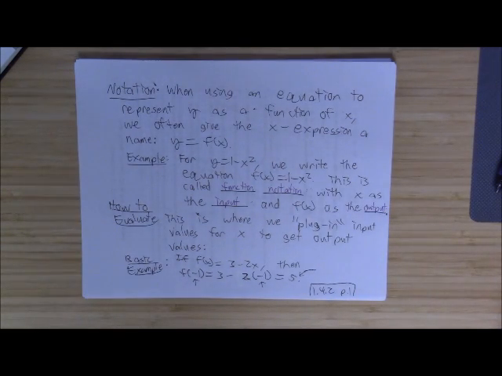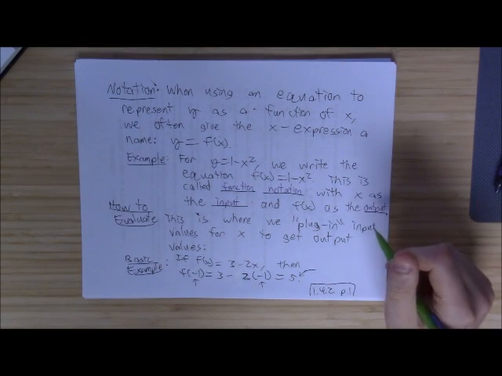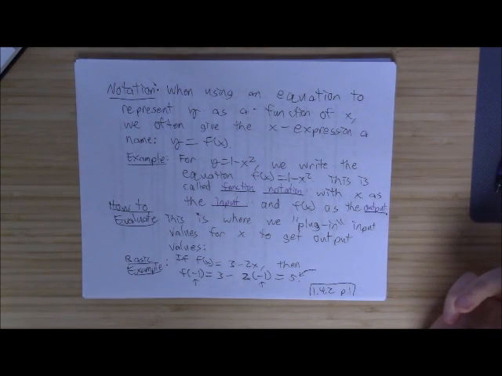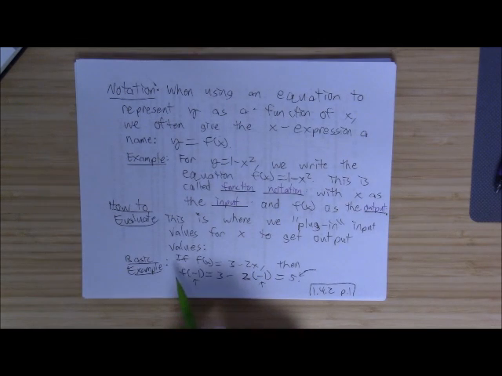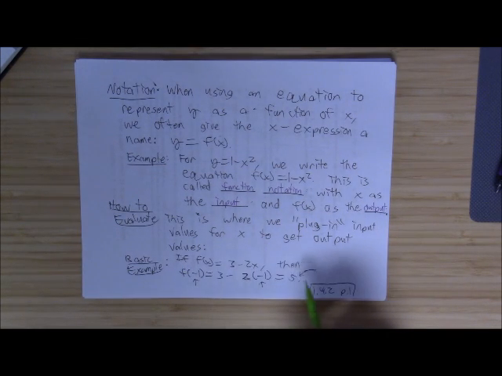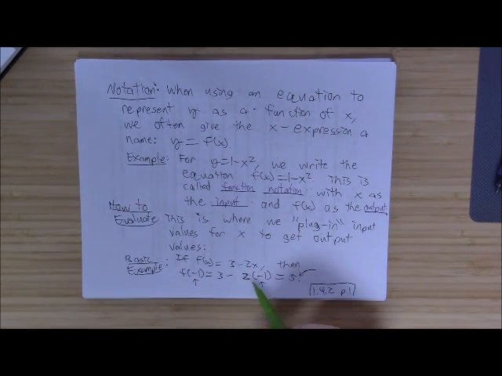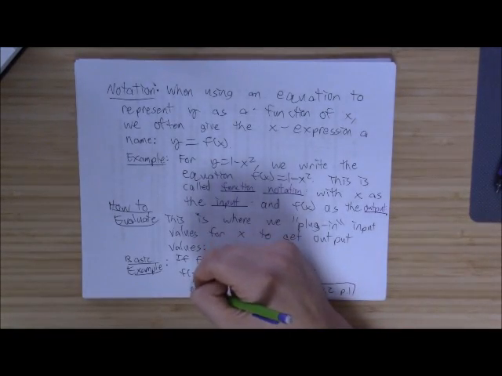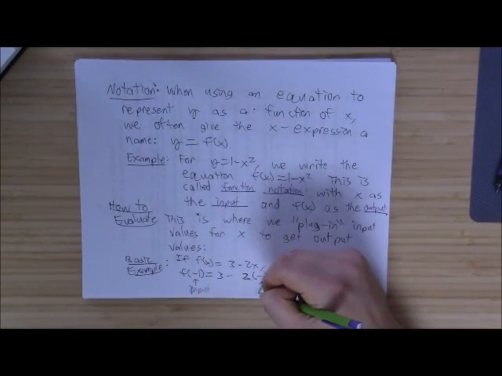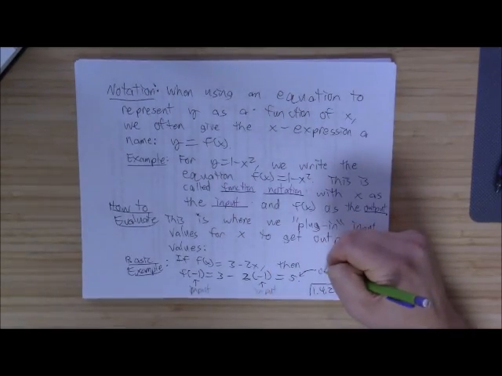Now, how do we evaluate? We evaluate by plugging in input values for x to get output values. For example, if we had f of x is 3 minus 2x, then we could evaluate f of negative 1 by plugging in negative 1 anywhere that we see an x. So that would be 3 minus 2 times negative 1, which, if we evaluate that, is 3 plus 2, because the negative and the negative, and so that would be 5. Namely, here, negative 1 is an input, and out of that we get an output.